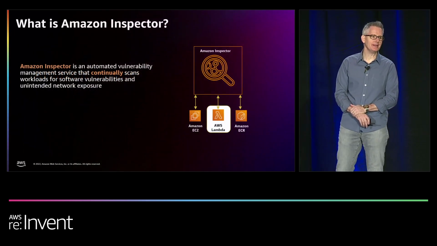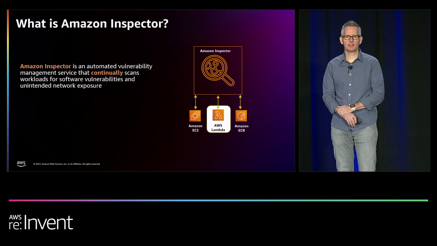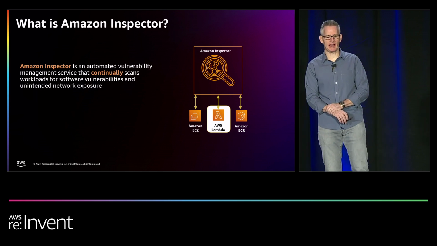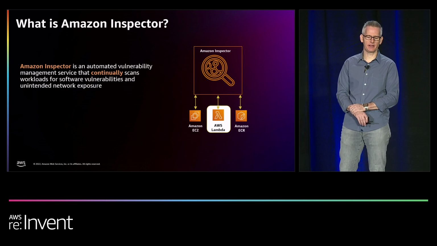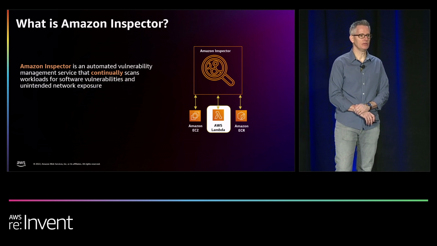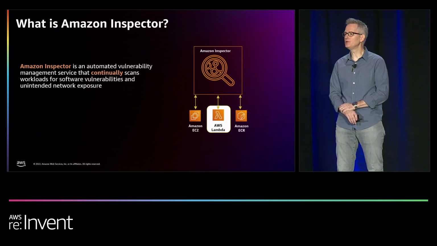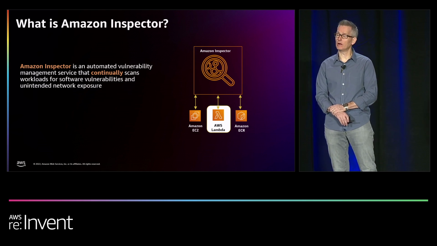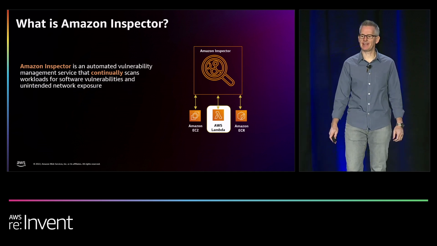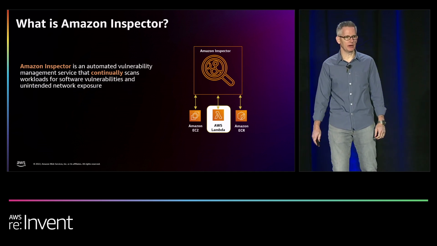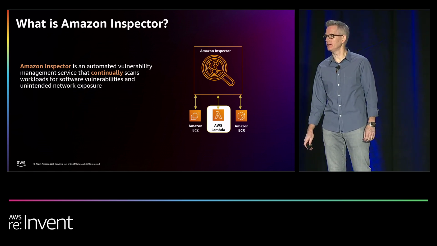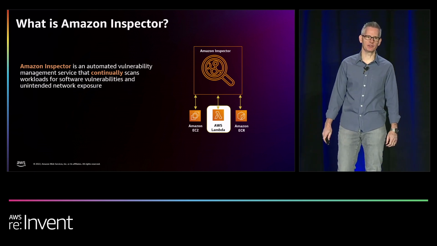So, starting with what is Amazon Inspector? Amazon Inspector is an automated vulnerability management service that continually scans workloads for software vulnerabilities and unintended network exposures. One of the things I really wanted to make clear before we get too far into Inspector is that there are two Inspectors on AWS. There is the original Inspector that we launched in 2016, and then there's the one that we launched last year. The original one in 2016 is called Amazon Inspector Classic, and the new one's just Amazon Inspector.